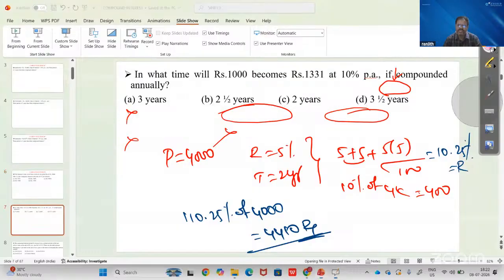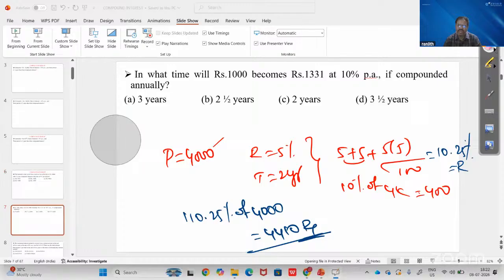So what is the answer here? Directly, without using pen and paper, we can find out the answer. So what is the answer here?